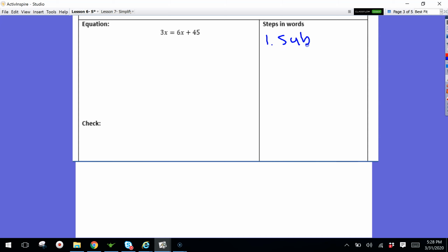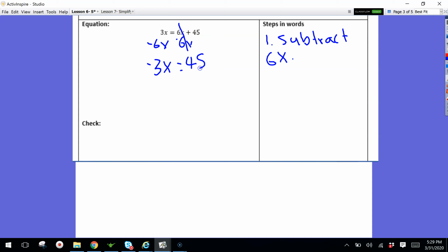All right, so the first step that we're going to do is subtract 6x. Again, we have to do it to both sides. The goal is to cancel it from this side and move it over to this side. Remember, when it moves, it's going to change signs, and that only happens when I'm moving it from one side of the equal sign to the other. So 3x minus 6x is going to equal negative 3x. And on this side, all I'm left with is 45.